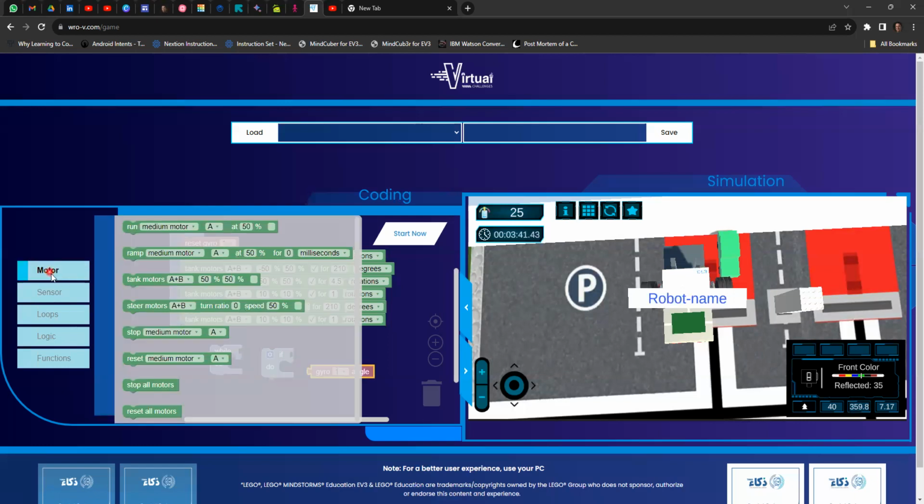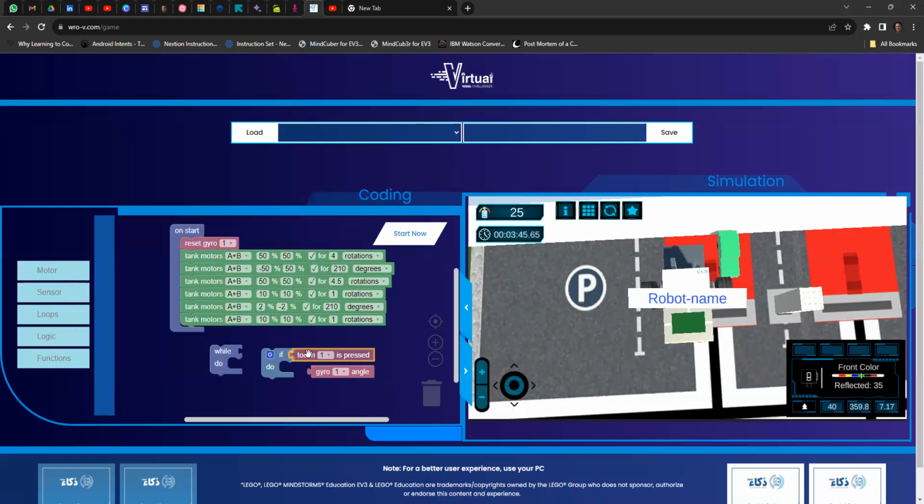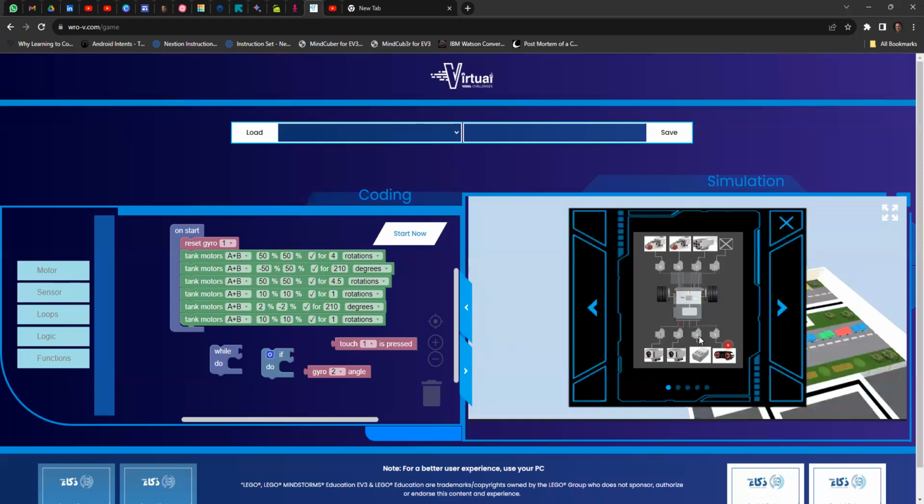I mean, why not put it here? So you see this one works fine. If touch one is pressed, do something, right? What about gyro one angle? Maybe because we have no angle, no gyro, right? Maybe this robot has no gyro. So let me go back to the robot.